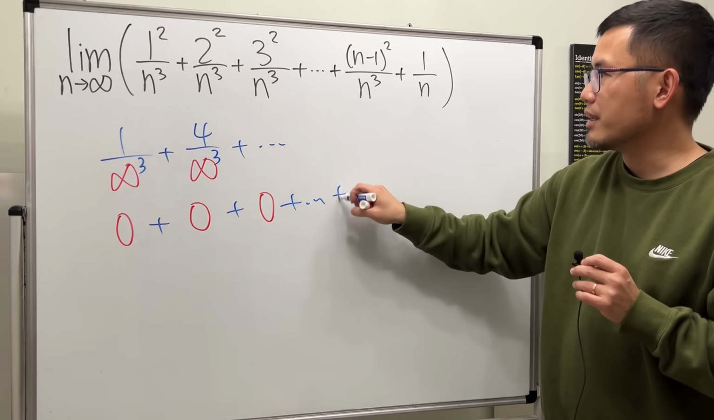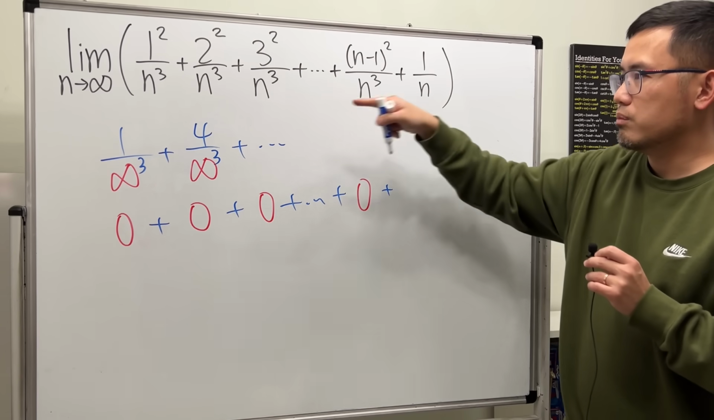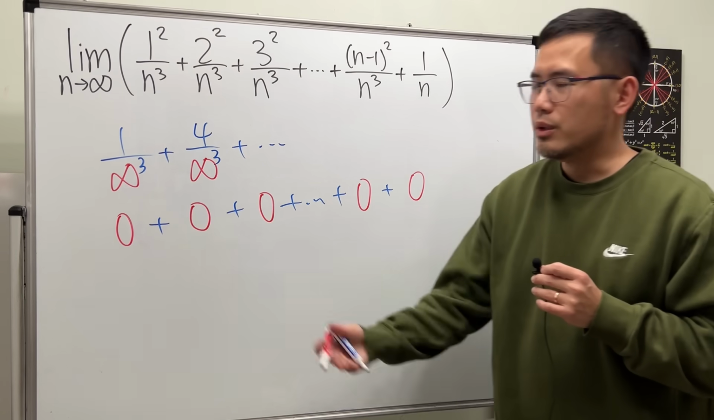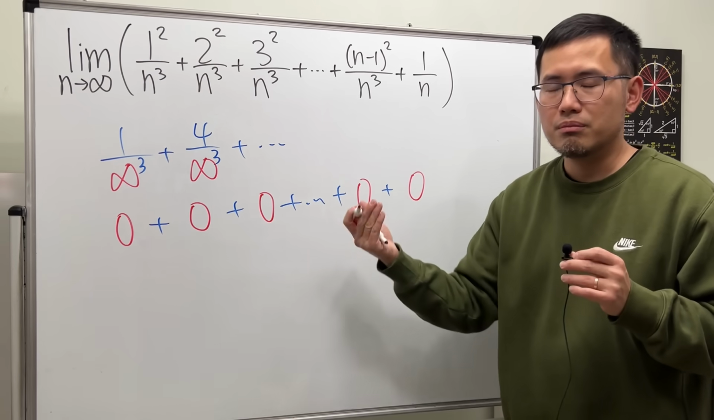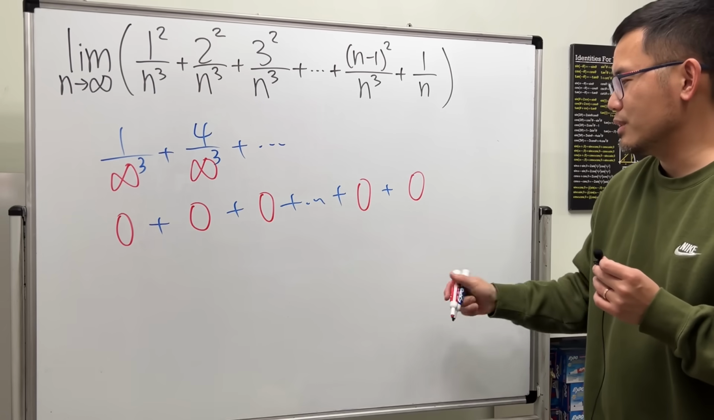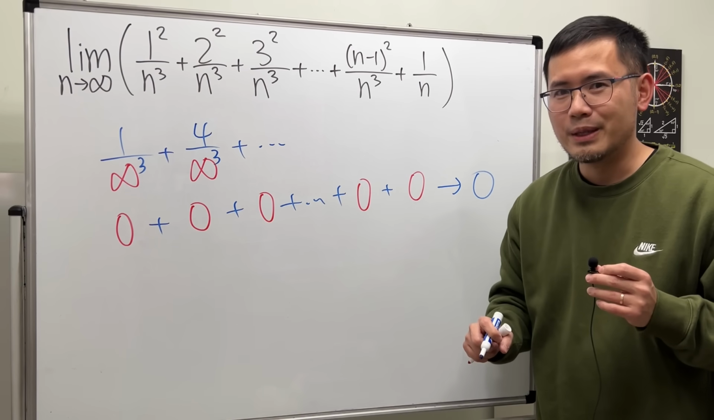And then right here we also have 0, and it looks like if we put infinity into the last one, we also end up with 0 here. So it looks like we just have this many zeros, and when we add up zeros, of course we should just get 0, right?